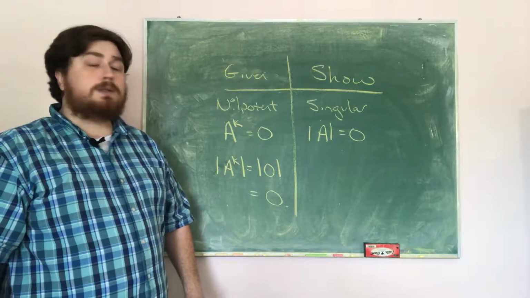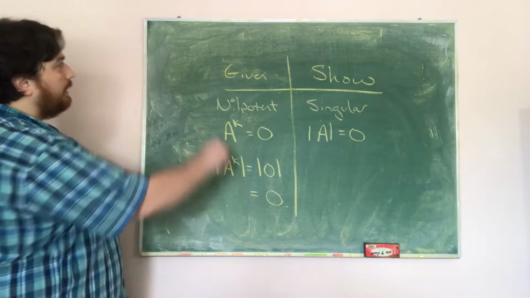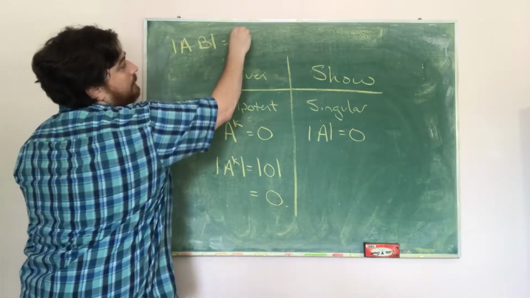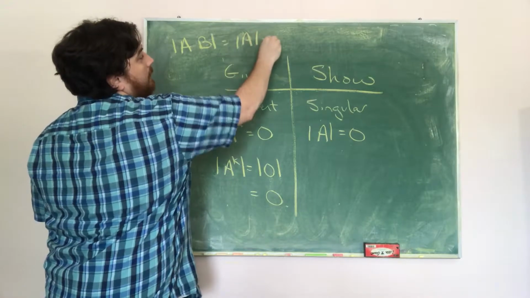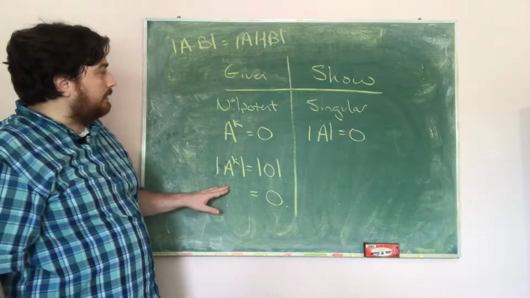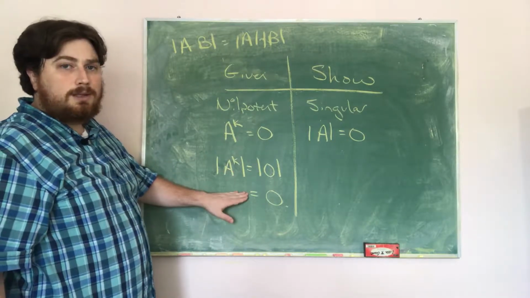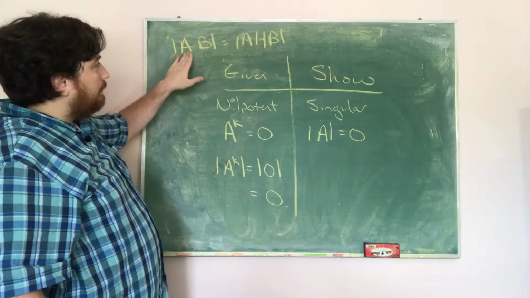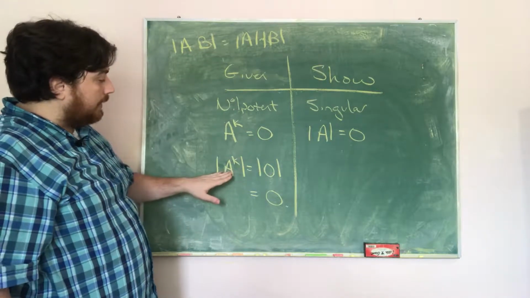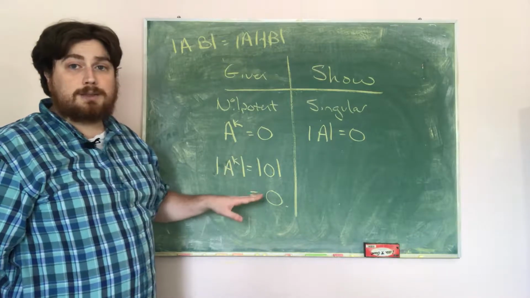Well, what we have to think about are some properties of determinants. In particular, I have to recall that the determinant of A times B is equal to the determinant of A times the determinant of B. How I'm going to use that is notice that what I have here is A times A times A times A times A. So if I let A be A and B be A to the k minus 1, what I get is the determinant of A to the k is the determinant of A times the determinant of A to the k minus 1.